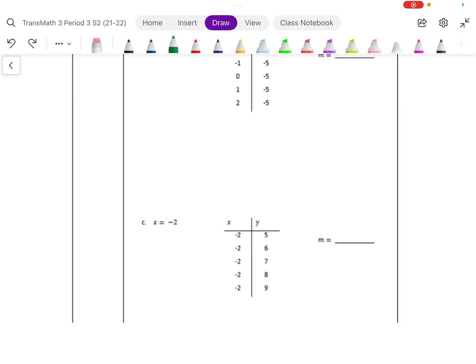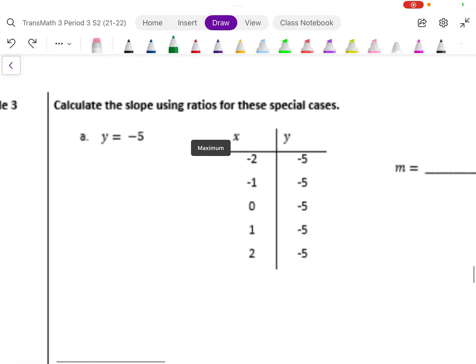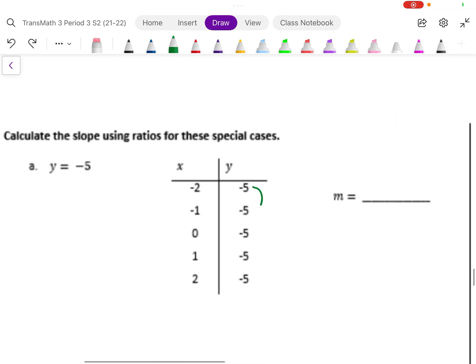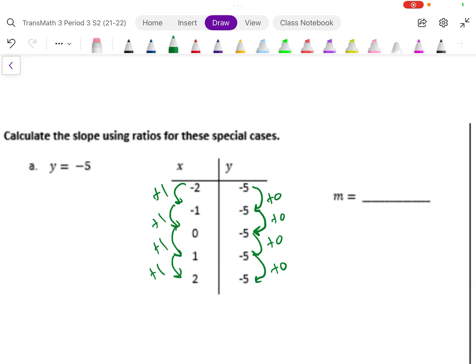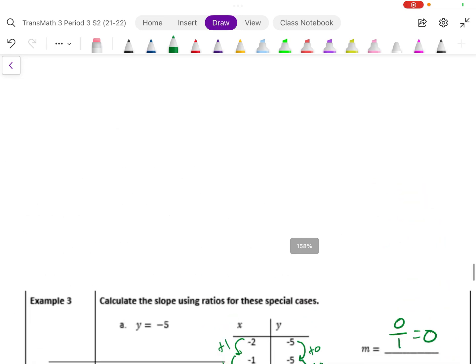Now, last two here, a couple special cases. Change in y, it's not changing at all. So I could say plus 0. And I go here, change in x, plus 1, plus 1, plus 1, plus 1. We have our change in y, which we said was 0, change in x, which we said was 1. 0 over 1, that's 0.